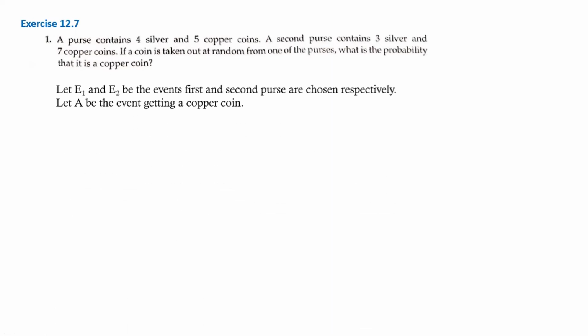So let E1 and E2 be the events that the first and second purse are chosen respectively. And let A be the event of getting a copper coin. So probability of E1, the probability of choosing the first purse, is half, and the probability of choosing the second purse is equal to half.